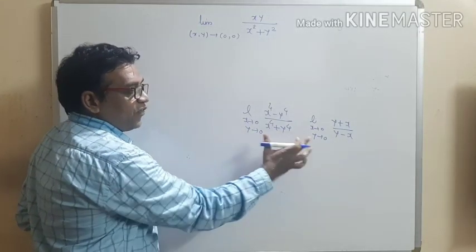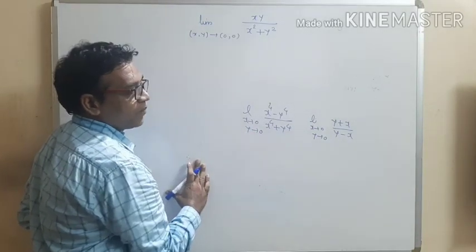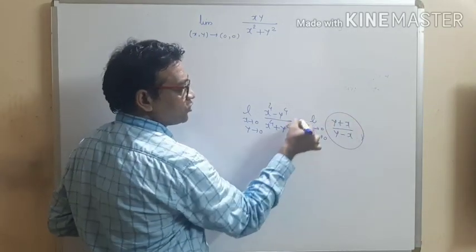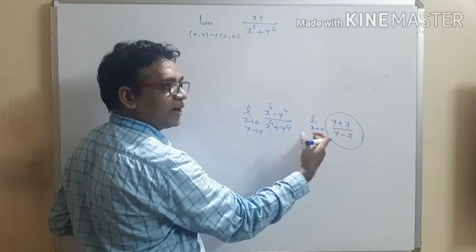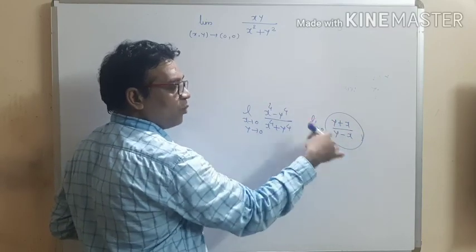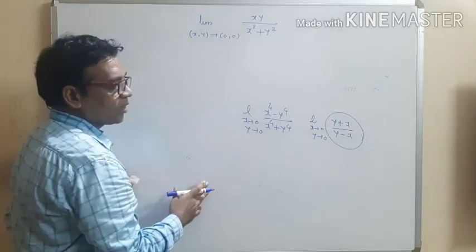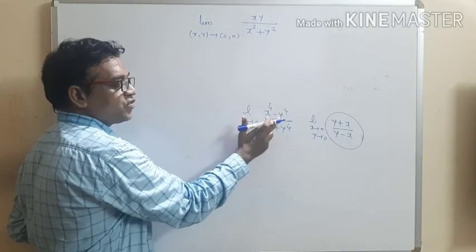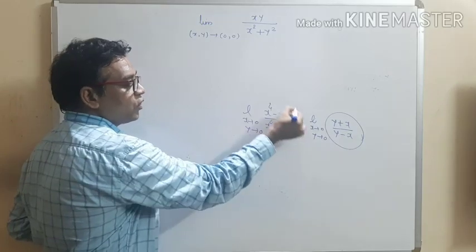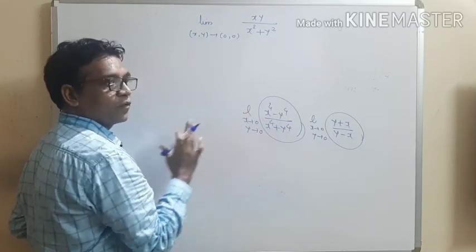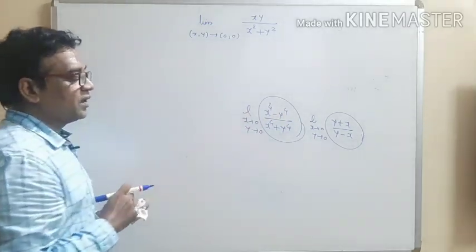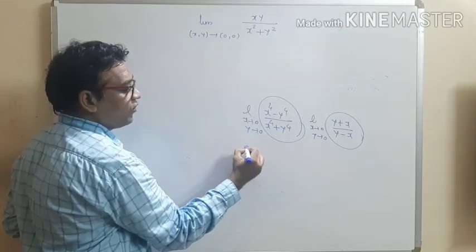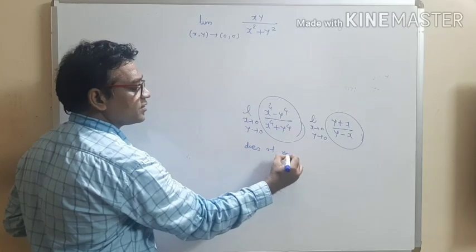Now what is the identification for these two examples? These are the homogeneous type of function. y plus x divided by y minus x is a homogeneous function of degree 1. x raised to 4 minus y raised to 4 divided by x raised to 4 plus y raised to 4 is a homogeneous function of degree 4. Now this is the rule that if the function is homogeneous, then always limit does not exist.